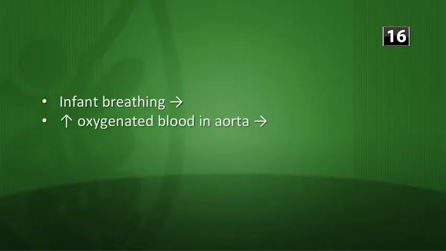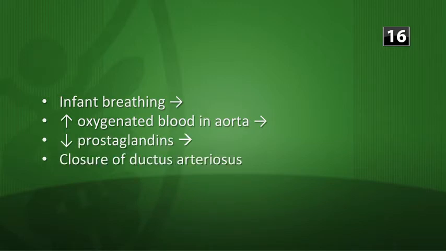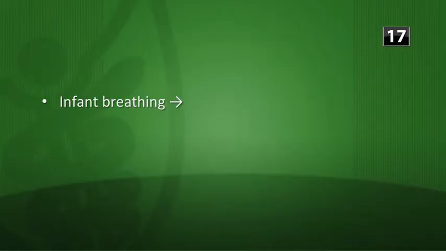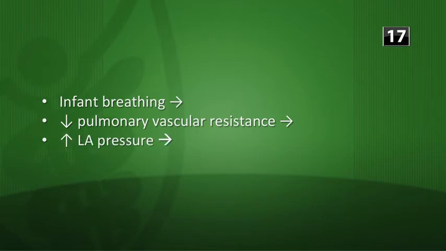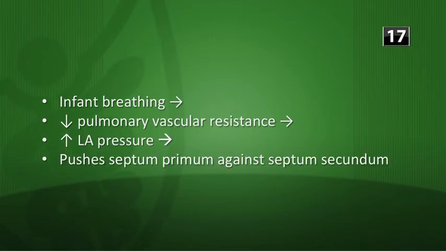Next, what causes the ductus arteriosus to close? It's the infant's breathing and the increase in oxygenated blood in the aorta, and that leads to decreased prostaglandins and closure of the ductus arteriosus. And the last question, what causes the foramen ovale to close? It closes because of decreased pulmonary vascular resistance when the newborn starts breathing, and that leads to higher left atrial pressure, and that pushes the septum primum against the septum secundum.